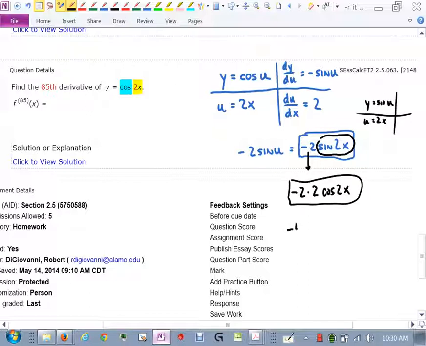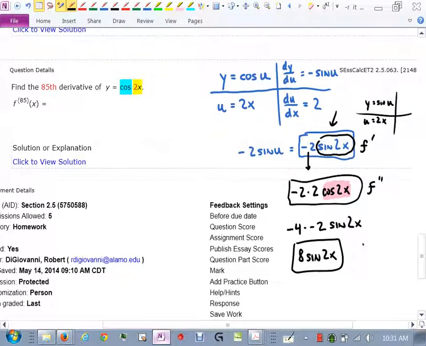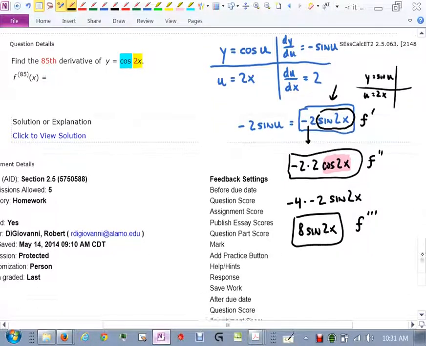Then the negative 4 is a constant out front. Now you'd have to set up your little box and do the chain rule on that again. But we already know what the derivative of cosine 2x is. That was the first thing we found. So we already know that that would turn into negative 2 sine 2x. So now I have 8 sine 2x. So this is my first derivative, f prime. This is my second derivative, f double prime. This is my third derivative. So there's a pattern here.